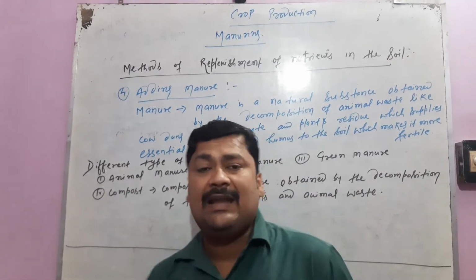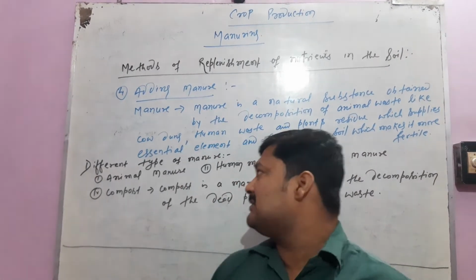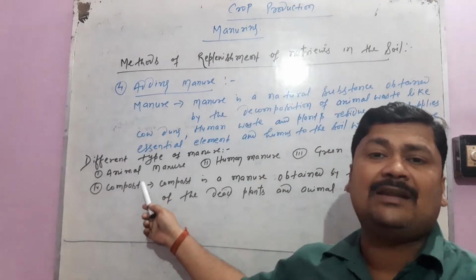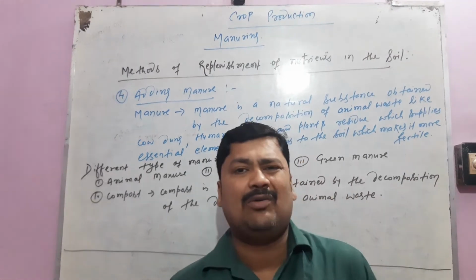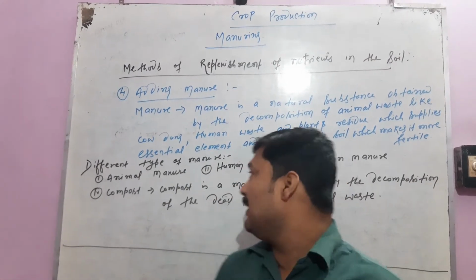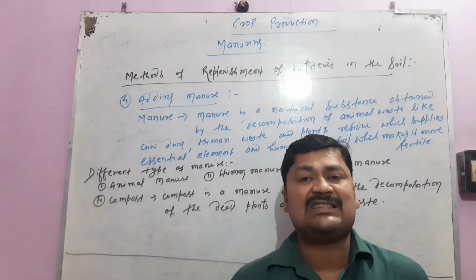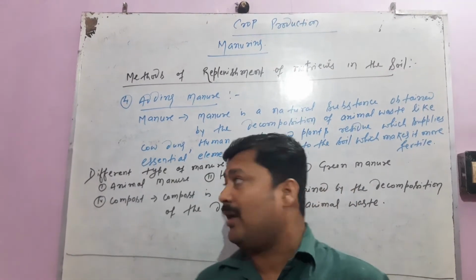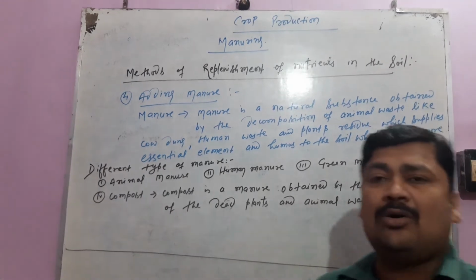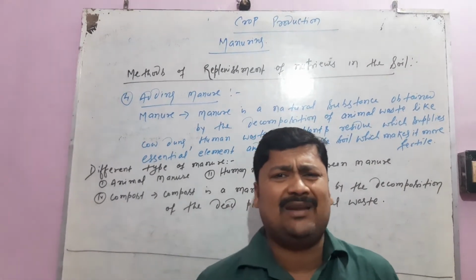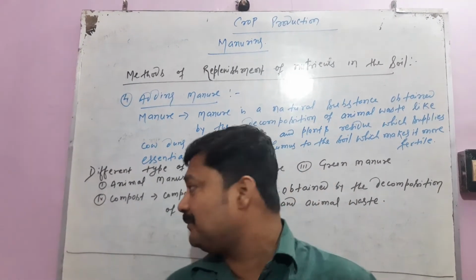Okay. Now there are different types of manures. The very first is animal manure. It consists of animal waste only, like cow dung, animal excreta, etc. Second is human manure, that is made up of human excreta and urine, etc. The third is green manure. It consists of vegetable peels and a lot of green plants, etc.